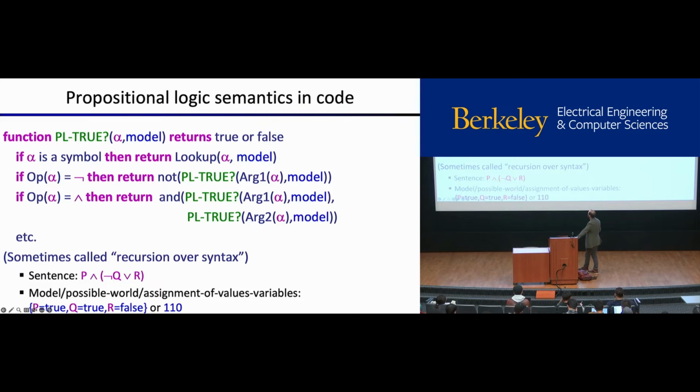Go back down here. If alpha is a symbol, yes, it's a symbol. We look up P in our model. P is true, so this one returned true. Now we go on to the right-hand side of the AND. The highest level operator is an OR. We go down to OR, and so on. Recursion over syntax, I think given that example, you can see why it's called that. You go down the syntax tree from the highest level to the lowest level. They return back up. If you did this, you'd end up with false or false, false or false evaluates to false, true and false evaluates to false.